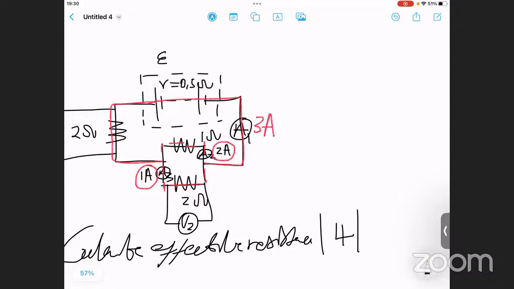But what happens in this case, you need to calculate R tot. We know that the formula for calculating R tot is R1 plus R2 plus R3.